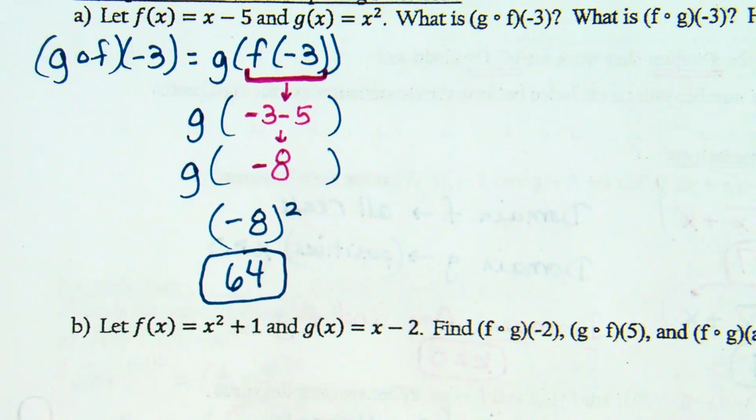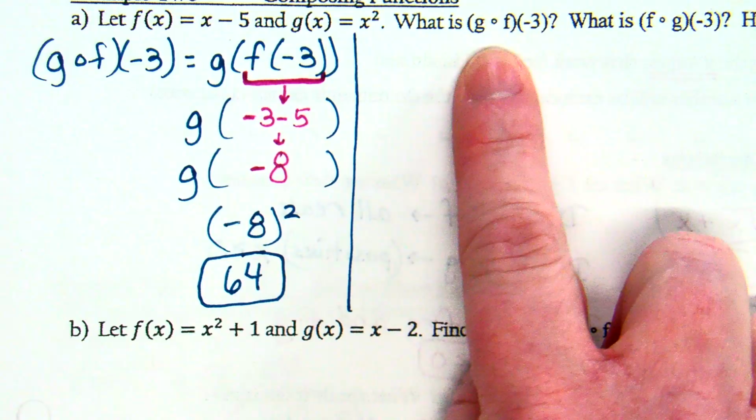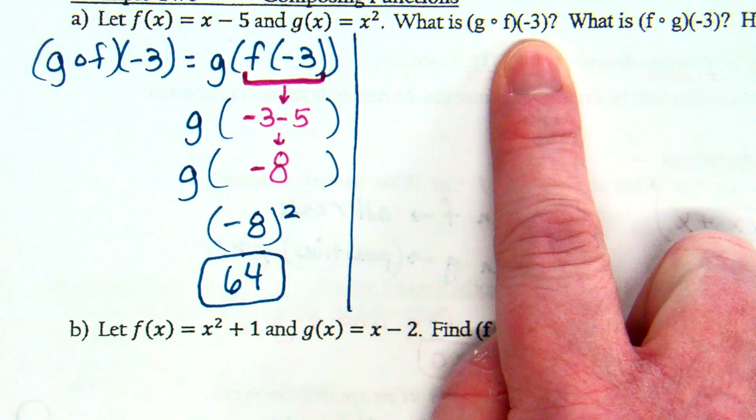Now keep in mind, they ask like 3 different questions in this problem. That was too easy. That was just doing what is g composed with f at negative 3.